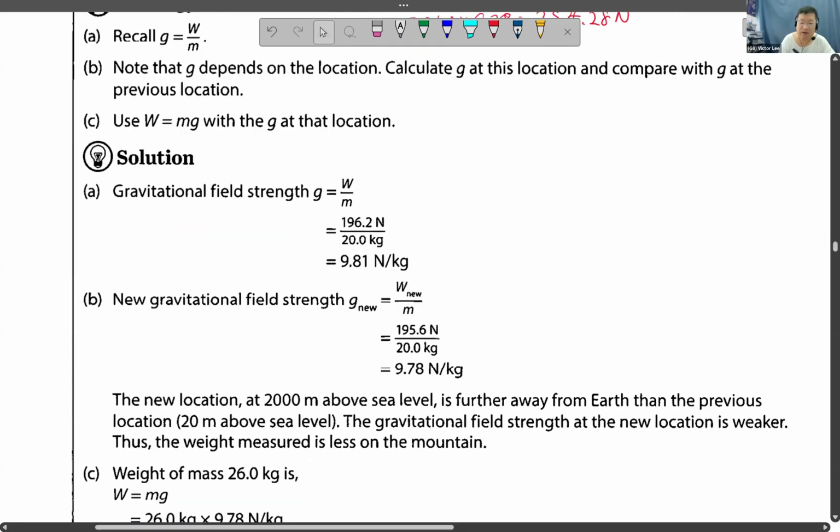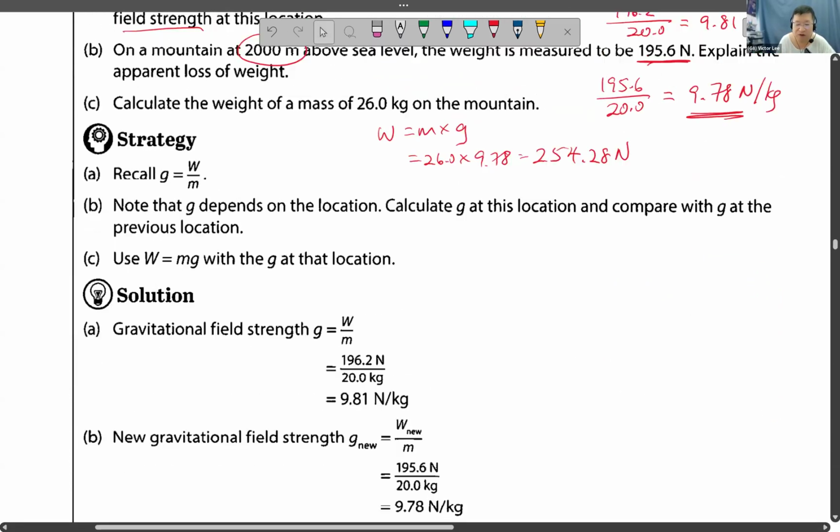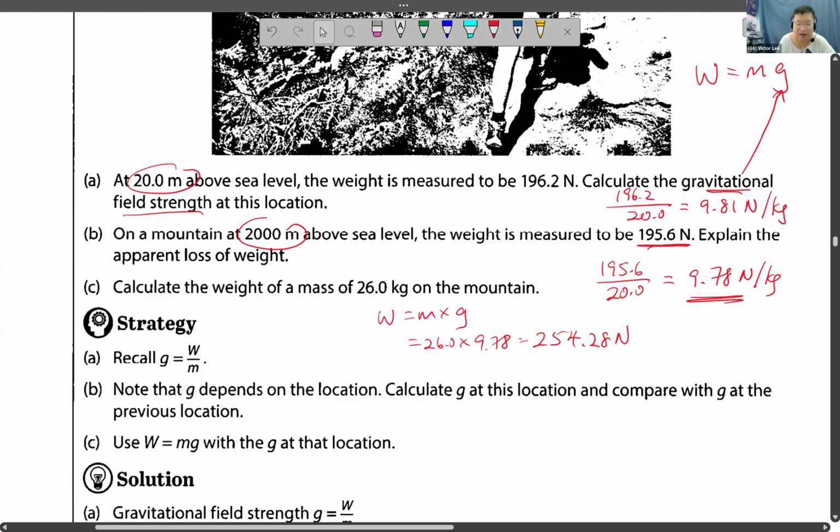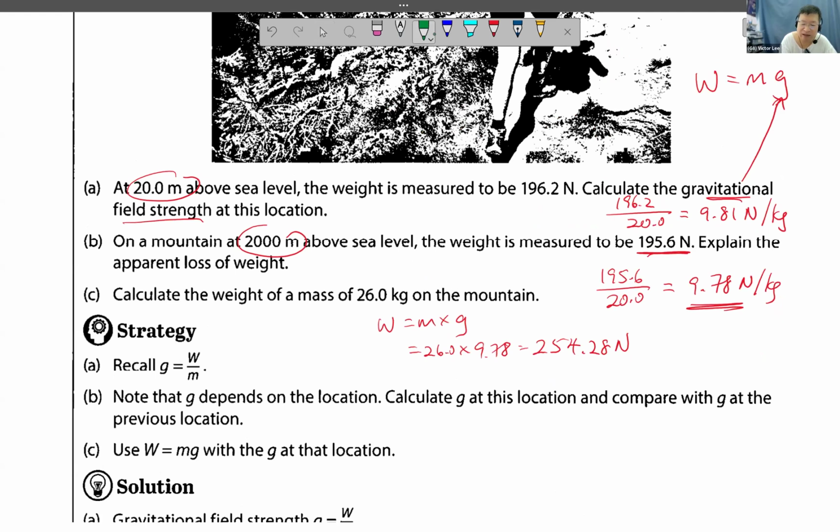But we calculate based on the significant figure, the smallest significant figure of any given value. Let's count. There are 3 SF here. This is also 3 SF. So 3 SF times 3 SF, my answer must be 3 SF, equal to 254 Newton. Because this is 3 SF and this is 3 SF. Are you with me? So when you do calculation, you ask yourself who is the smallest SF. Then your answer is expressed as that one.